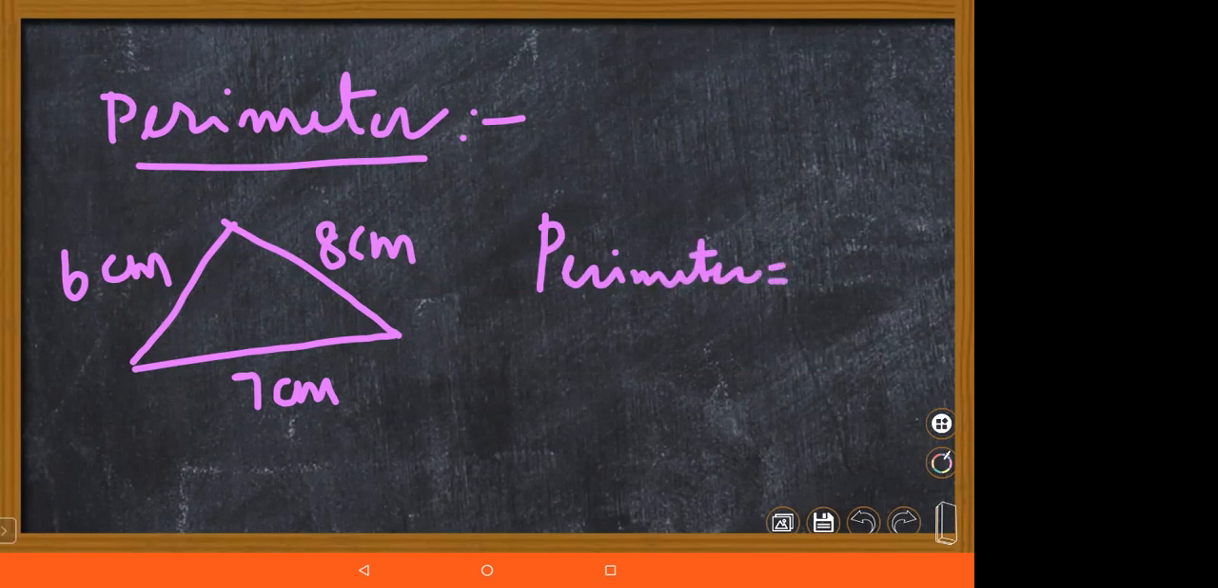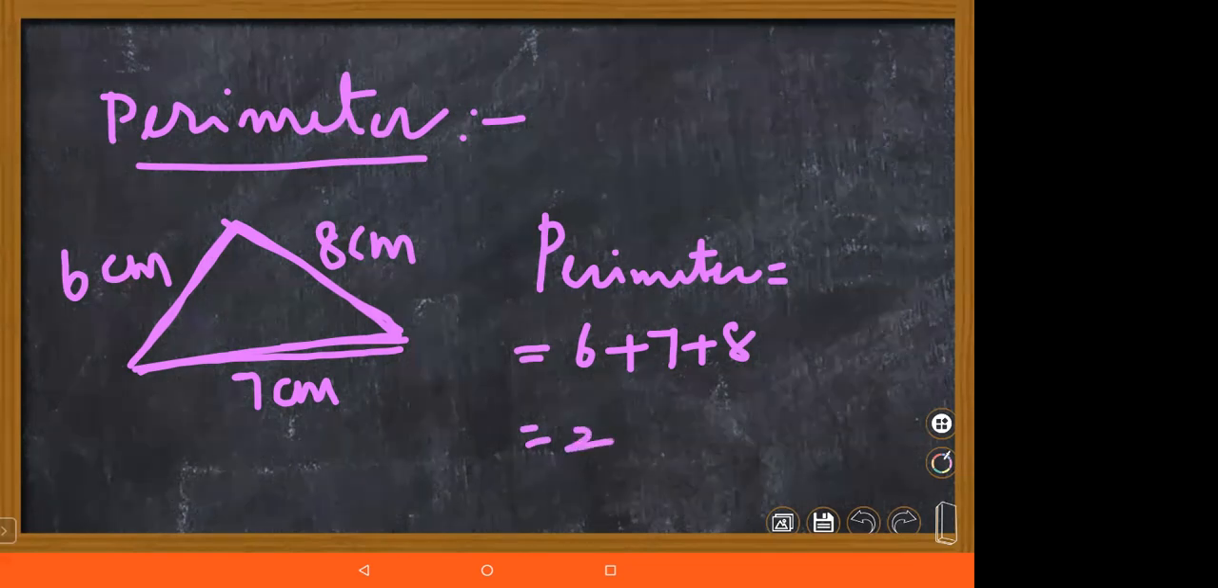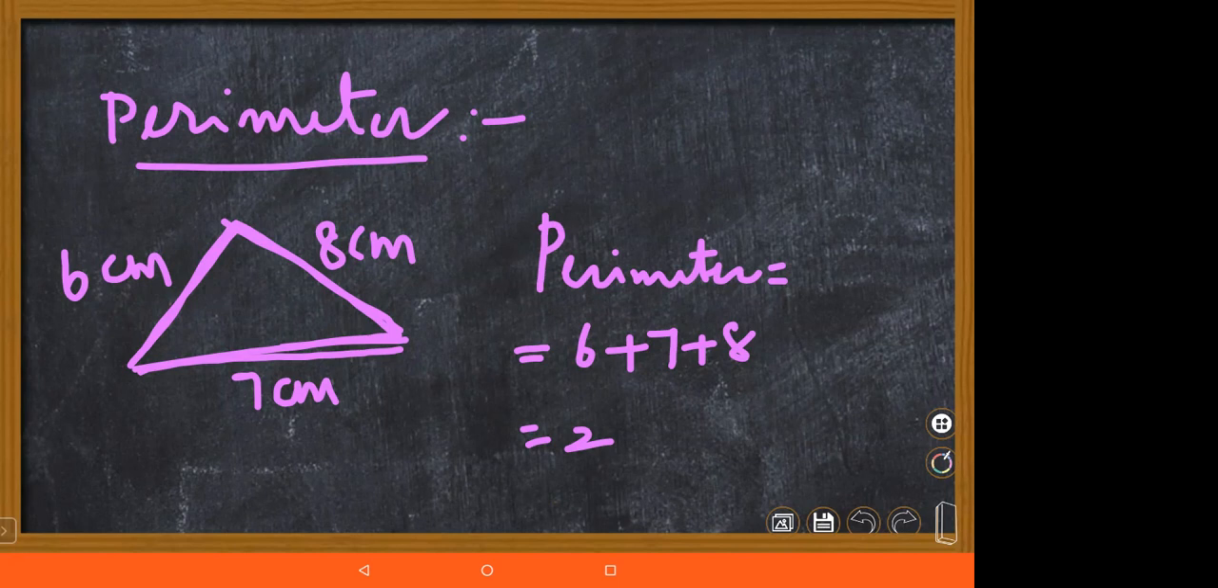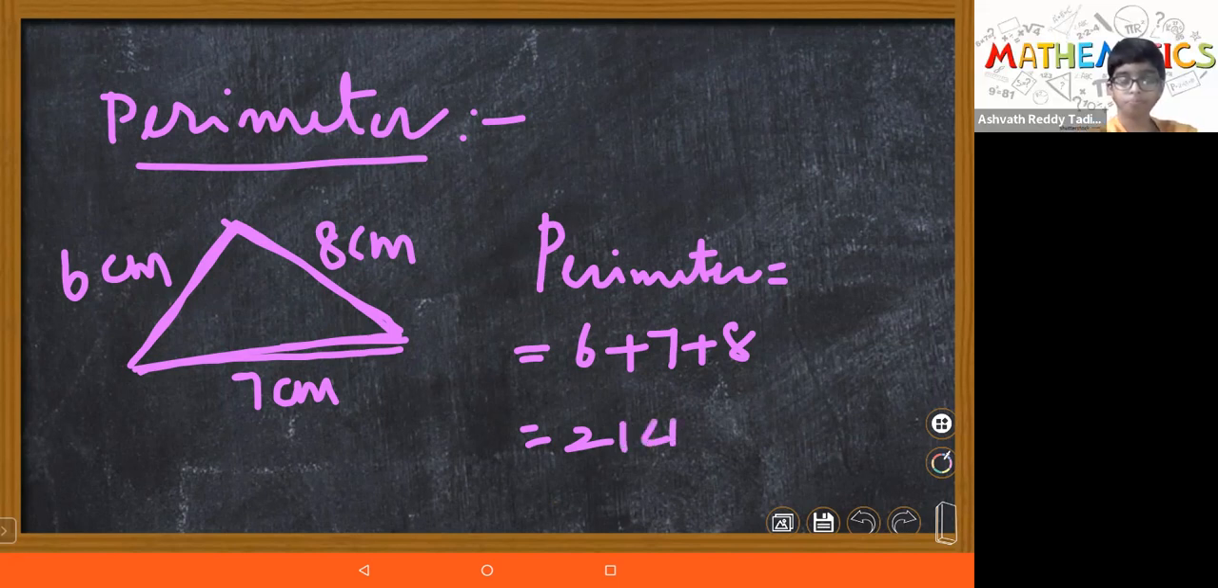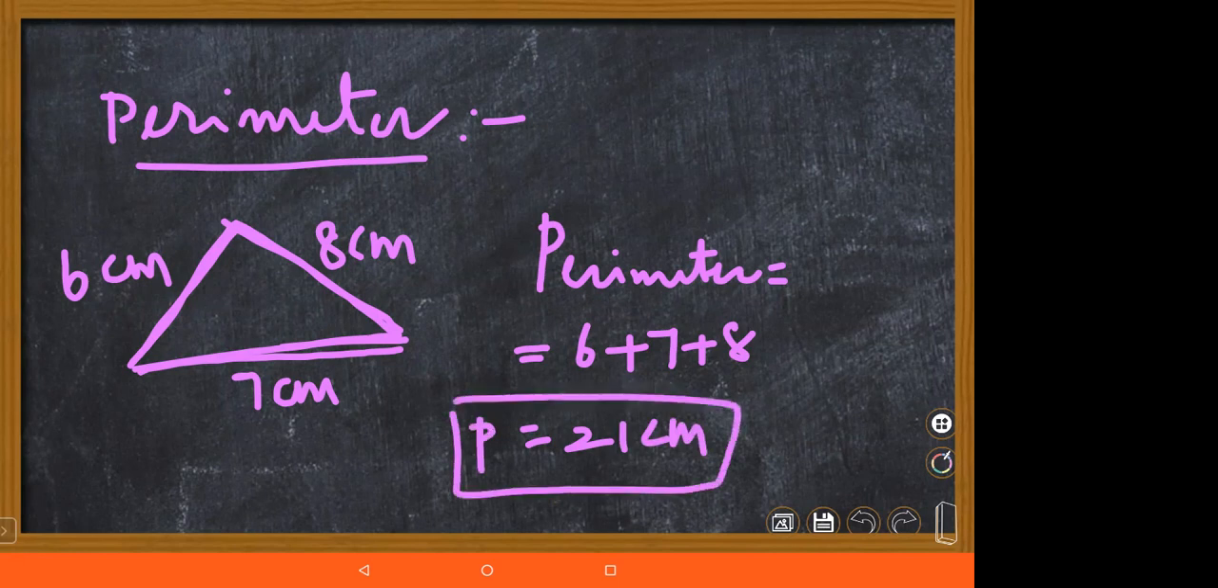Perimeter. What is perimeter? As I said, length of boundary. So what are the lengths of the boundaries here? 6, 7, 8. We have to add it. Very good. What is the answer you are getting? 22 centimeters? Is it 22, children? No. 21 centimeters. Very good. Therefore, the perimeter of the given figure is 21 centimeters. Sometimes logical questions also are asked, children. This is a very simple question.